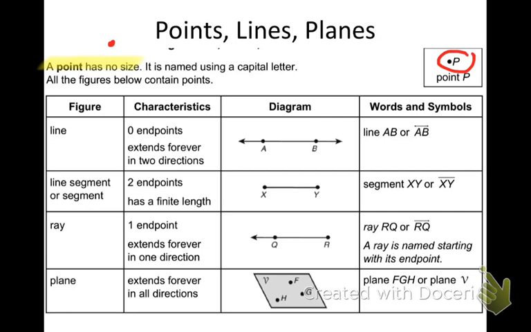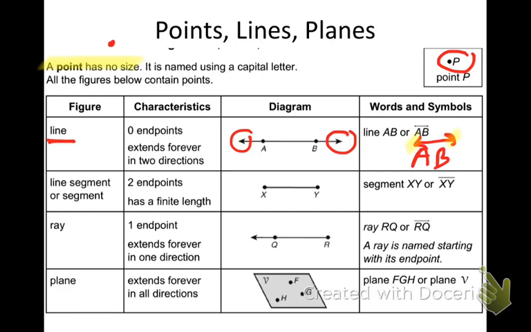So the next one we're going to talk about is a line. A line has zero endpoints, and it extends forever in two directions. So it's going to go on and on in both directions. Biggest thing on lines, they have arrows on both sides, denoting that it's going to go on and on and continue on. To label lines, you put the letters with a line right above it. And notice the line has arrows. That is a line.